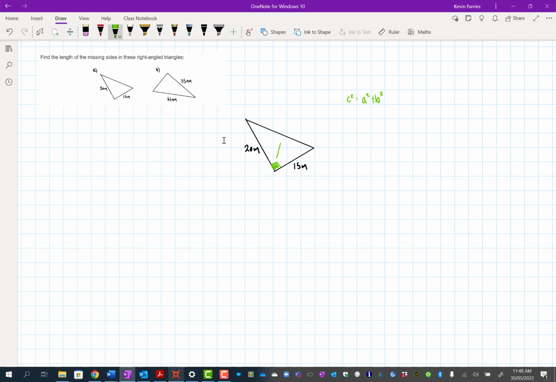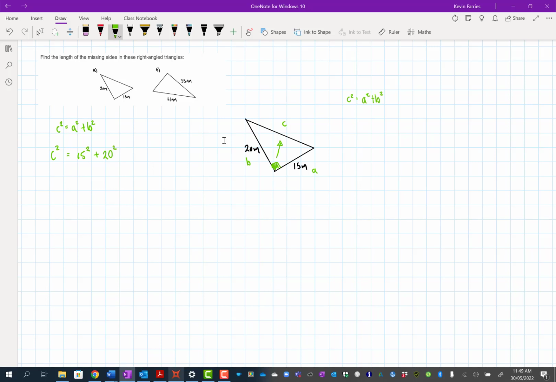The longest side, the hypotenuse, is always opposite the right angle. So c is going to be that side there. The other two sides don't really matter. I'll call this one a, I'll call this one b. So the first thing you do is label your sides so you know what you're working with. We're trying to find c, and we've been given a and b. Write down the formula: c squared equals a squared plus b squared. In our case, c squared is equal to 15 squared, that's a, plus 20, that's b, so 20 squared.